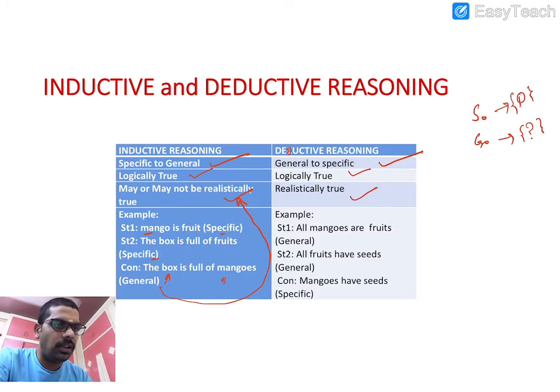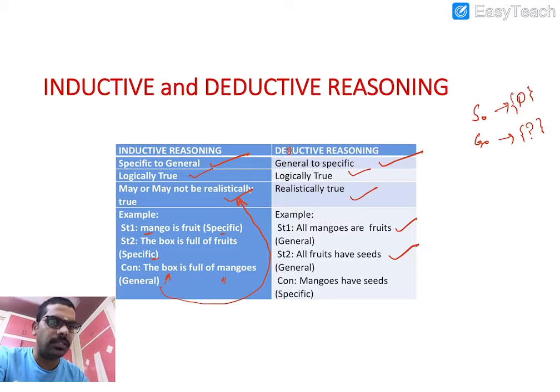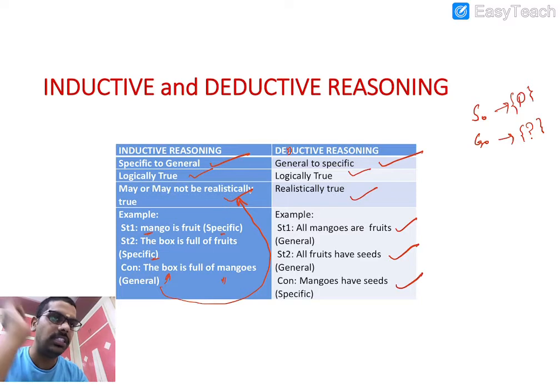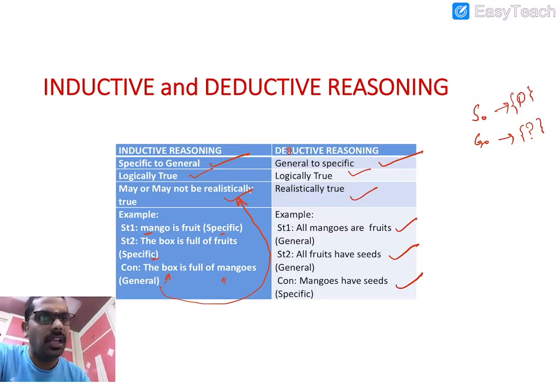And coming to here, all mangoes are fruits. This is a general statement. All fruits have seeds. This is also a general statement. And what we consider is, mangoes have seeds. This is a specific nature. So this is deductive and inductive reasoning.